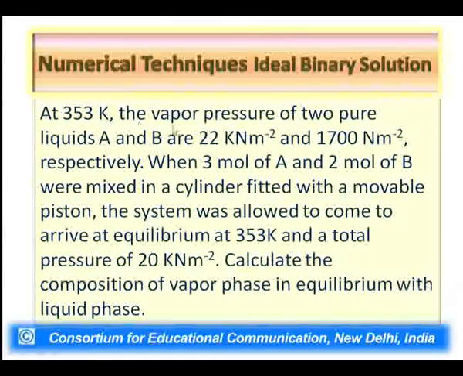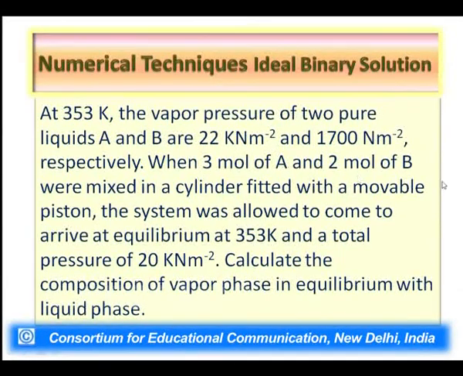It says that at 353 Kelvin, the temperature is constant, at a fixed temperature. So, what we are trying to say is that we are asked to look at the vapor pressure versus composition diagram. The vapor pressures of two pure liquids A and B are 22 kilonewton per meter square and 1700 Newton per meter square respectively. So, what we are given are Pa naught and Pb naught.